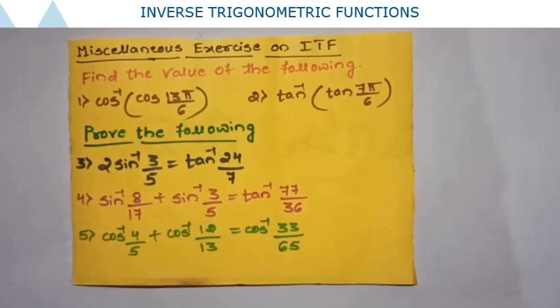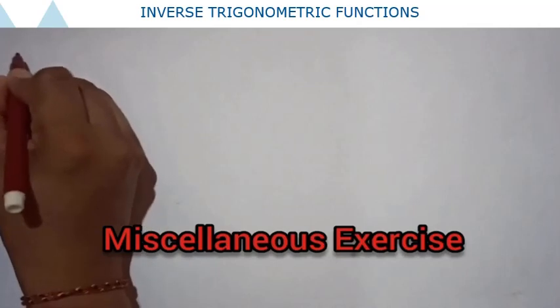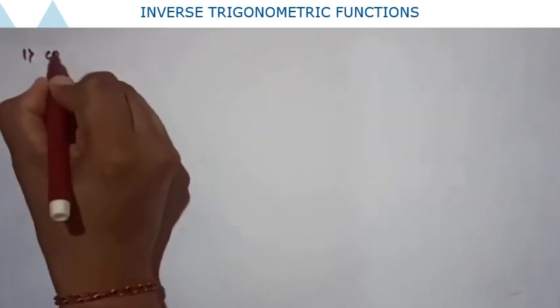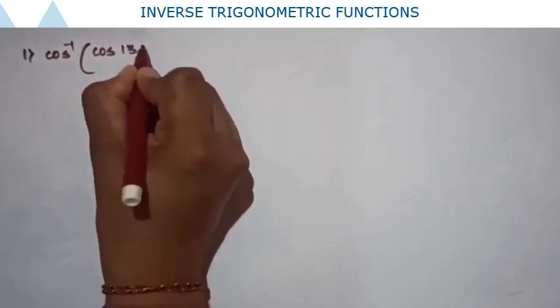Okay, so here we'll see the questions now. Find the value of the following. What is the first sum here? The first sum is cos inverse of cos 13 pi by 6. You know this type of example, how to do this one. So the first question is: find the value of cos inverse of cos 13 pi by 6.